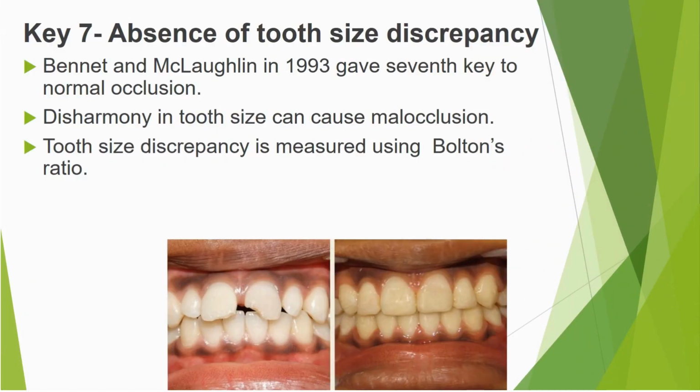Key 7, absence of tooth size discrepancy. Bennett and McLaurin in 1993 gave the 7th key to normal occlusion. Disharmony in tooth size can cause malocclusion. Tooth size discrepancy is measured using Bolton's ratio.